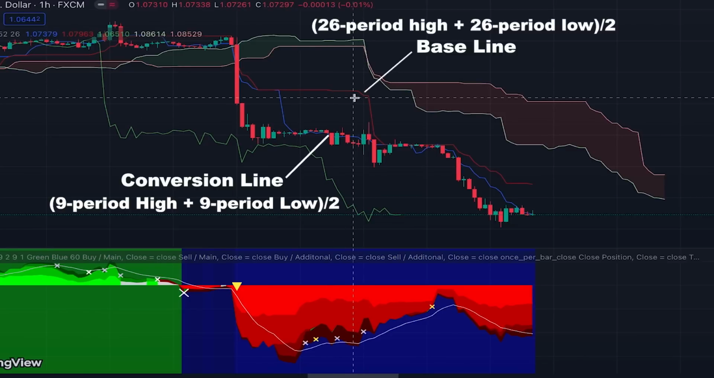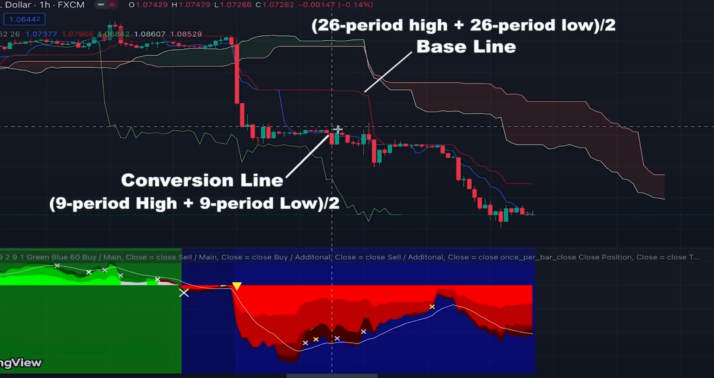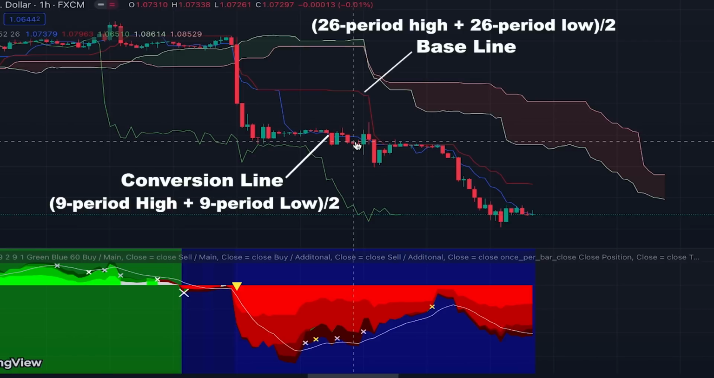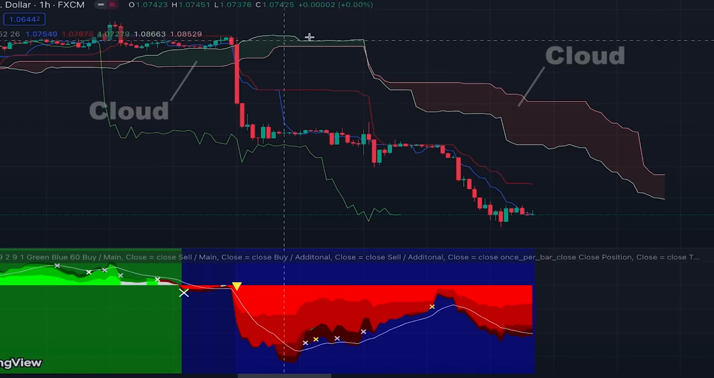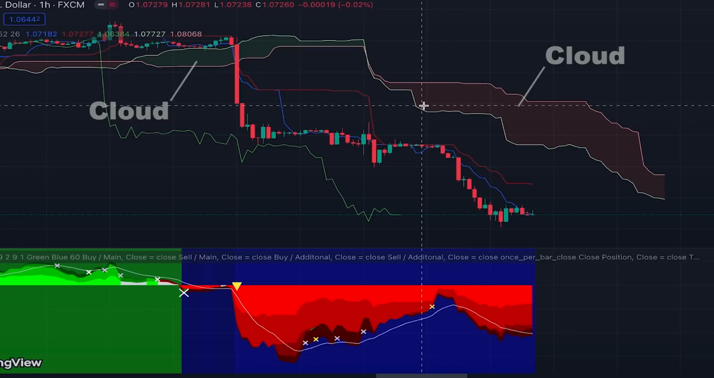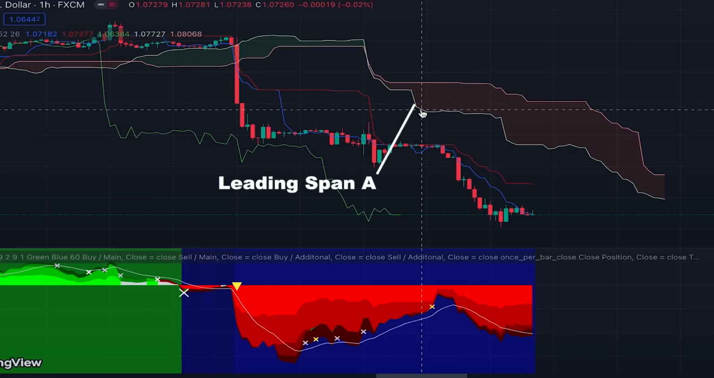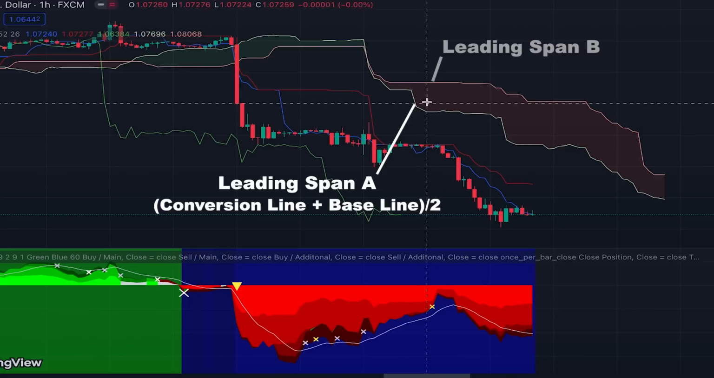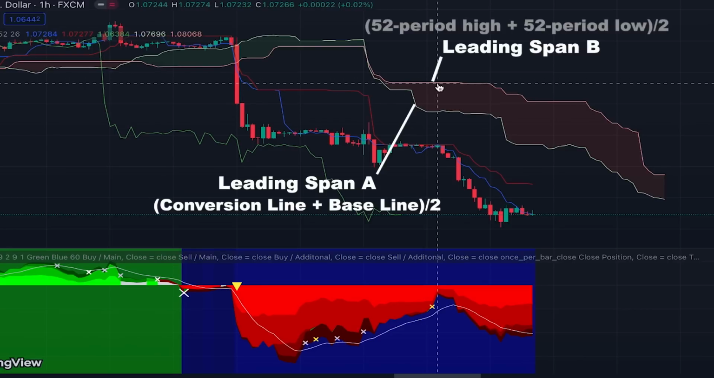It is calculated similar to the conversion line, but for 26 periods: 26 period high plus 26 period low, divided by 2. The behavior of these two lines is similar to moving averages, and you can interpret them in that sense. These red and green areas are called the cloud, and they are formed with the help of these green and red lines. The green line is called leading span A, calculated as conversion line plus baseline, divided by 2. The red line is called leading span B, calculated with this formula: 52 period high plus 52 period low, divided by 2.